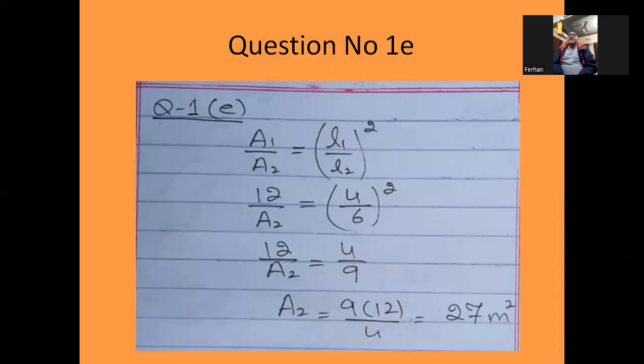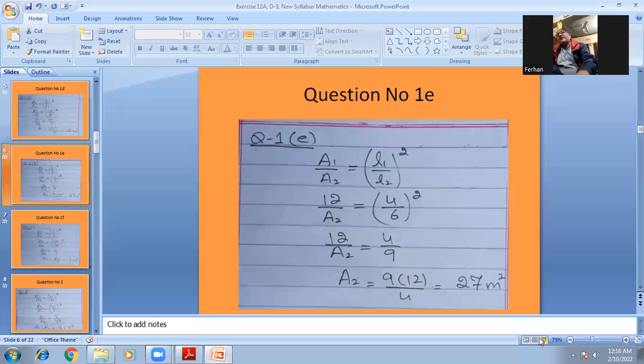Question number 1, E part. Area 1 by area 2 equals the length 1 by length 2 whole square. 12 divided by A2 equals 4 by 6 whole square. When you take 4 by 6 whole square, you get 4 by 9. So 12 by A2 equals 4 by 9. A2 will be equal to 12 multiplied by 9 divided by 4, and you get 27 meters square. Okay, so let's move to the next part.